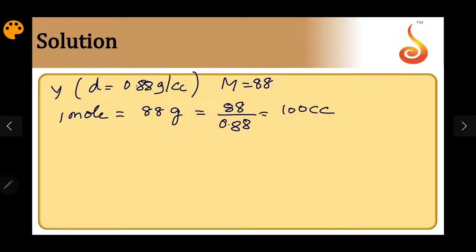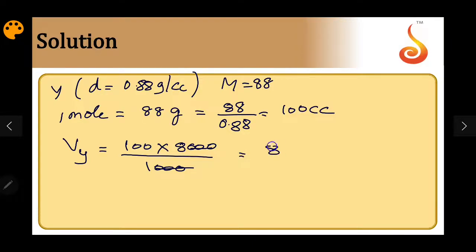So the volume of Y increased by 8000 times. So 100 into 8000 divided by 1000. So these three get cancelled. So it becomes 800 liters.